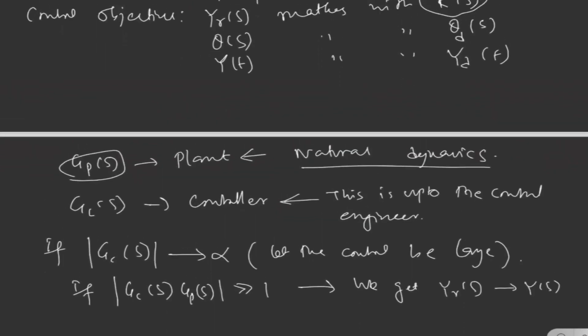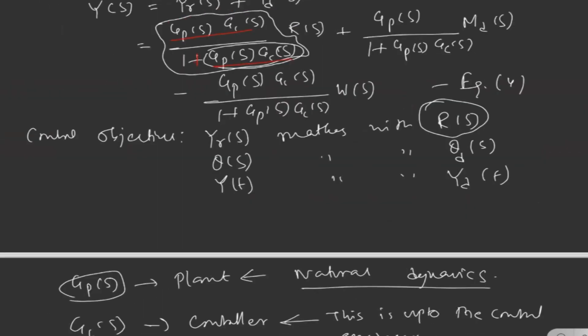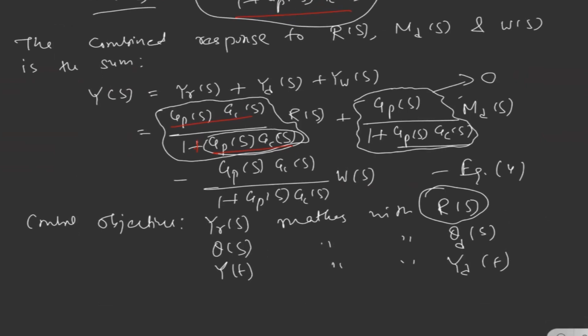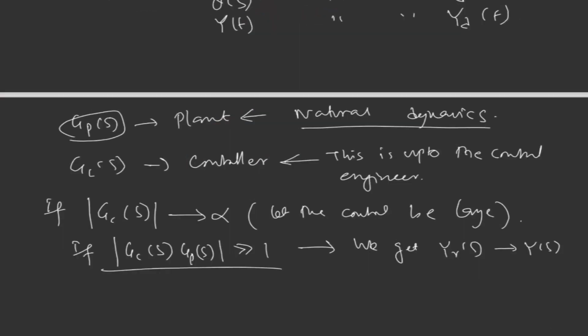So now, let's go to the second term again. If GC of S is very large compared to GP of S, then this term goes to 0. So it means even if the disturbance is there in the system, YS can track RS, because with this assumption, the disturbance acting on the system can be neglected. This is a very, very important takeaway from this discussion.